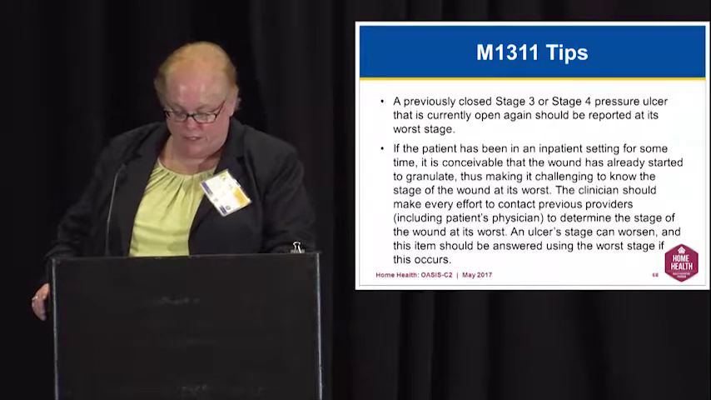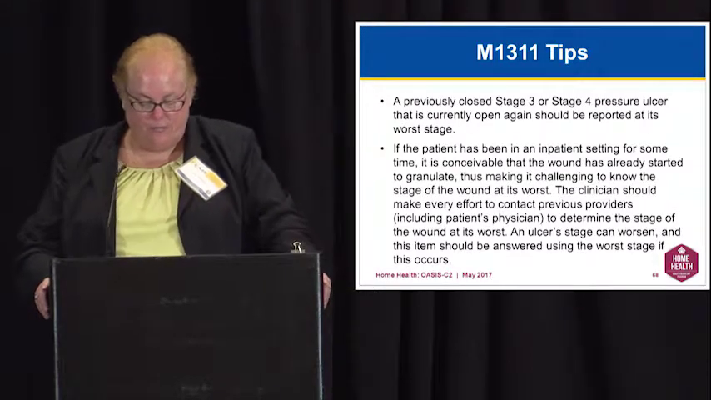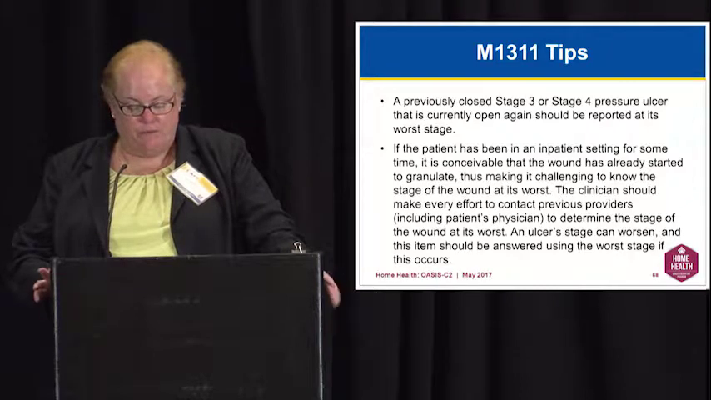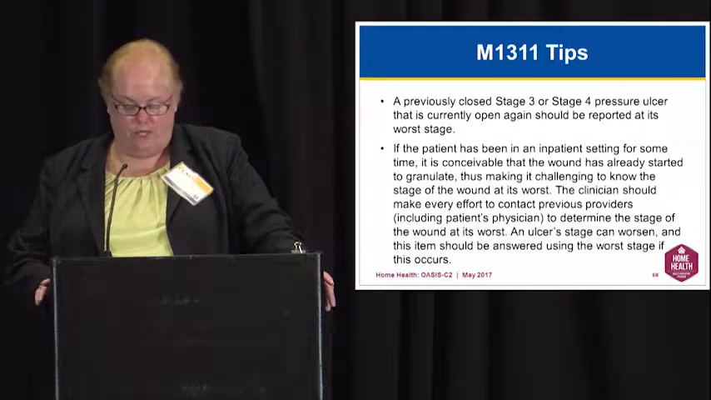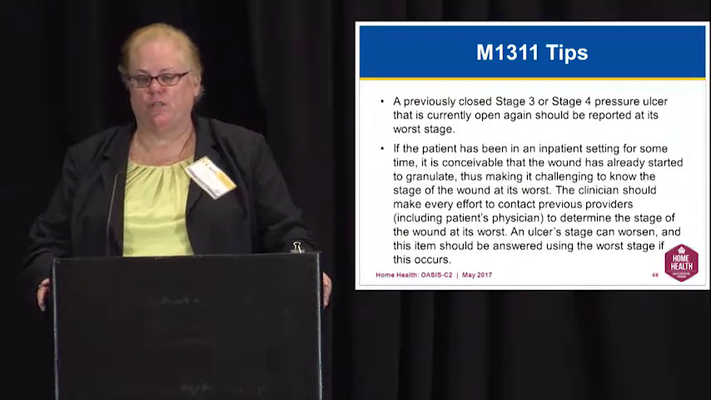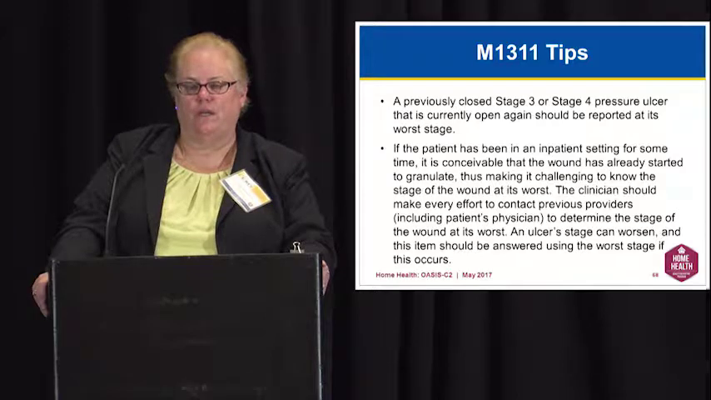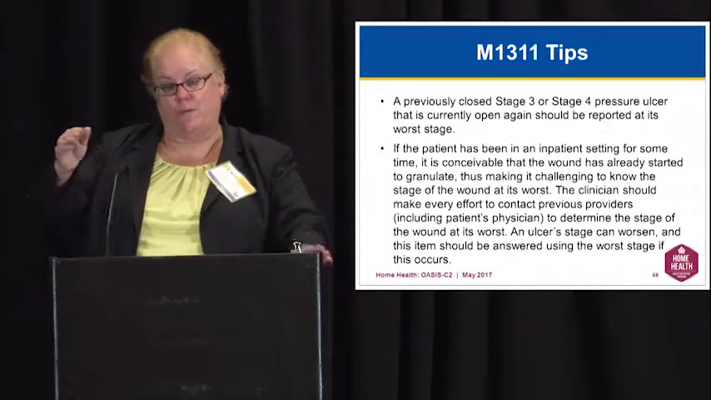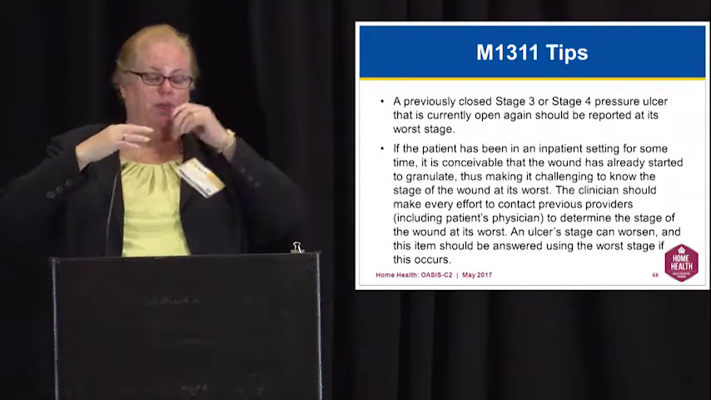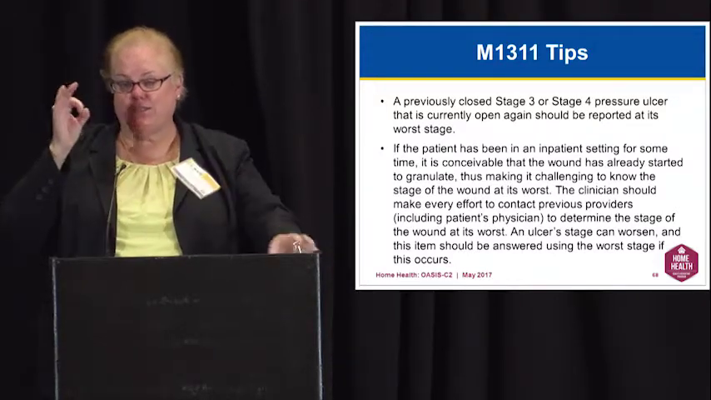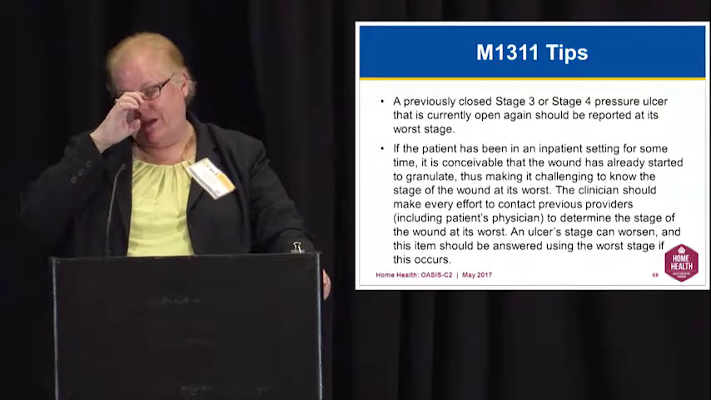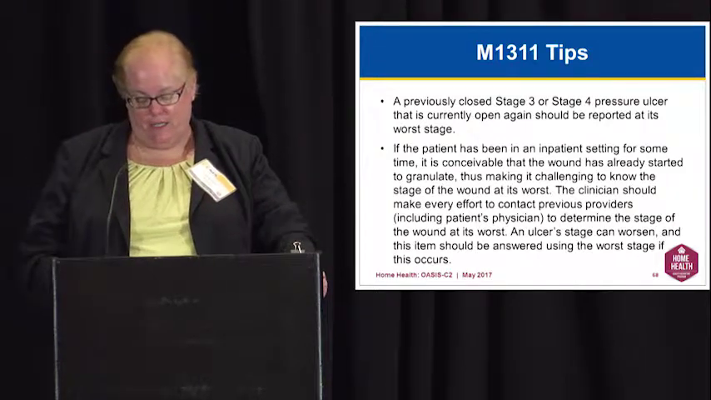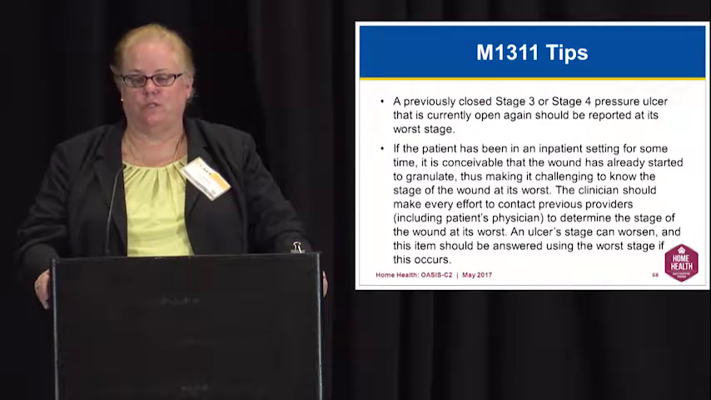So for 1311, some of the tips. Let's talk about some of these. A previously closed stage 3 or stage 4 pressure ulcer that is currently open again should be reported at its worst stage. So if you had a stage 4 pressure ulcer on the right trochanter, and it's closed, remember I talked about that, that's considered healed. And then it opens up at that exact spot, that exact area. Then you would code it at its worst stage.